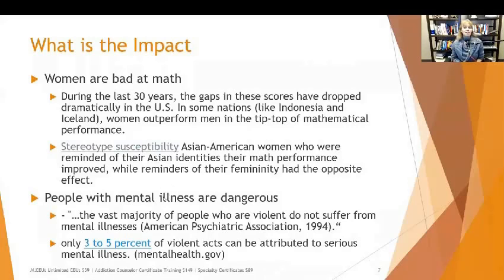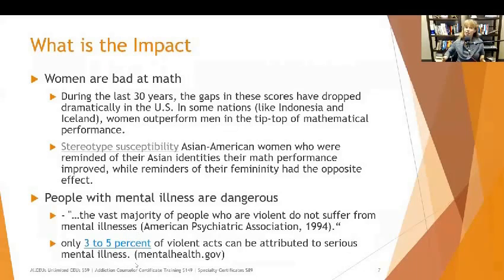People with mental illness are dangerous. This is another stereotype. The vast majority of people who are violent don't suffer from mental illness. Okay, so let that sink in for a second. The vast majority of people who are violent don't have any diagnosable mental illness. They're just violent. Only 3 to 5% of violent acts can be attributed to serious mental illness.